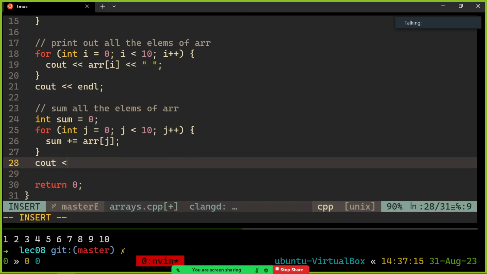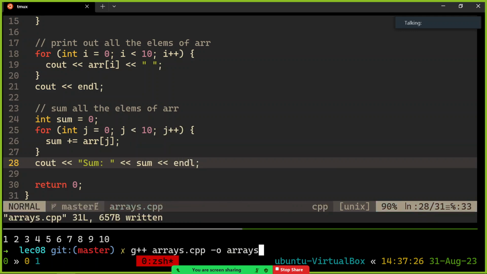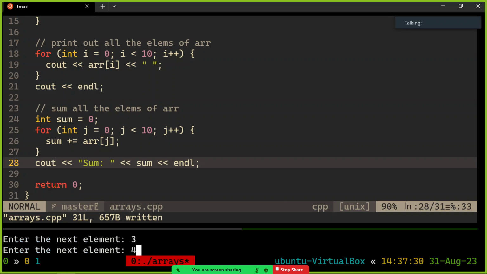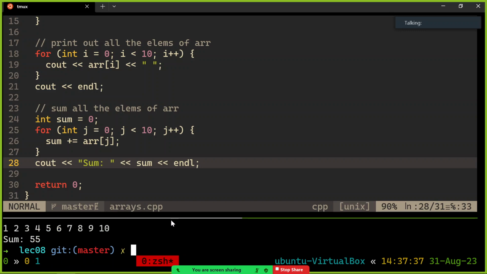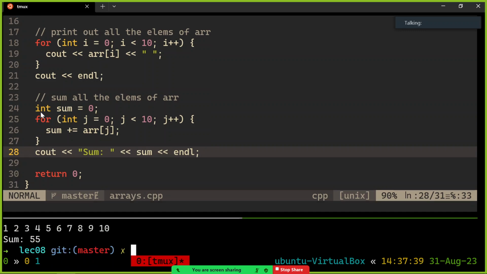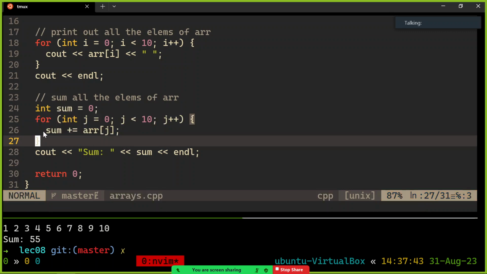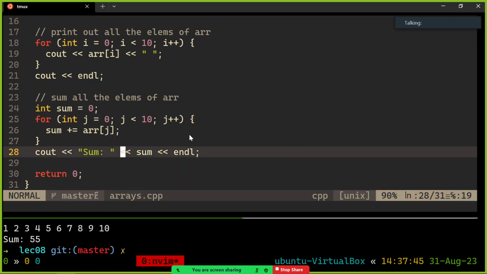So cout sum, and endl. And so let's run this. 1, 2, 3, 4, 5, 6, 7, 8, 9, 10. So apparently the sum of all those numbers is 55, which I think is the right answer. But that's me iterating through every index in that array and doing something with it.